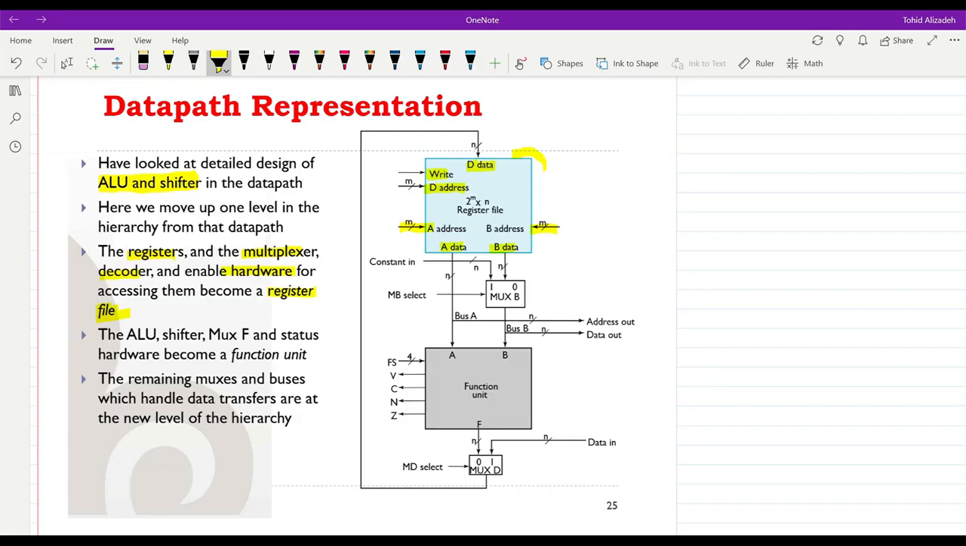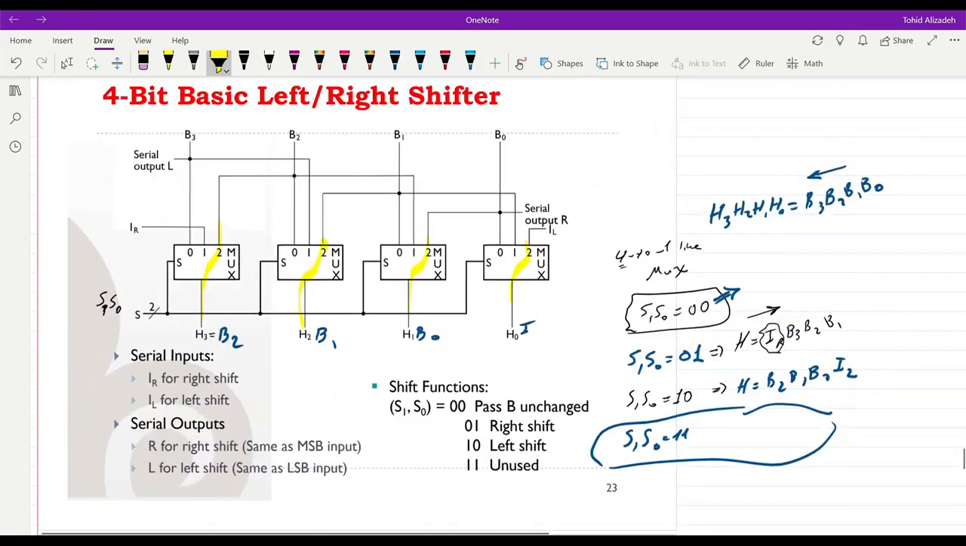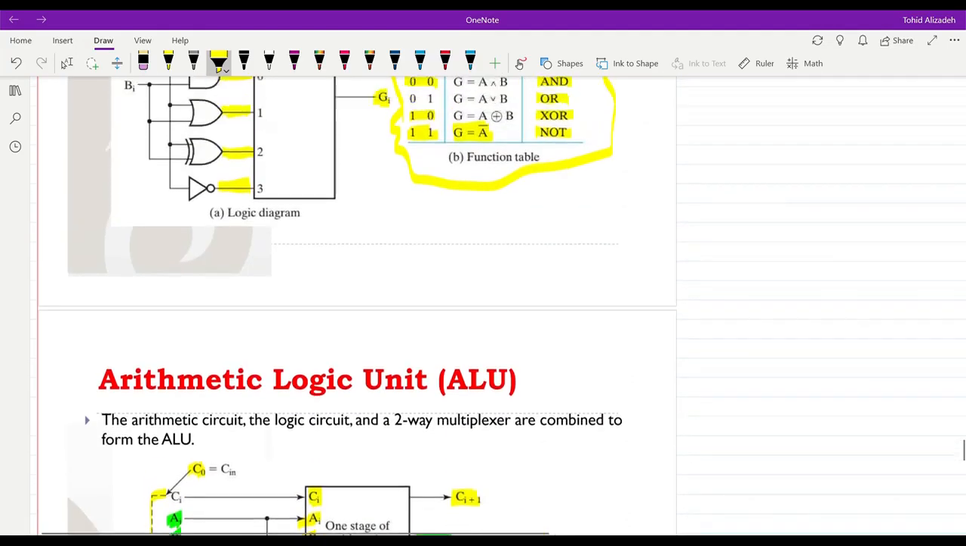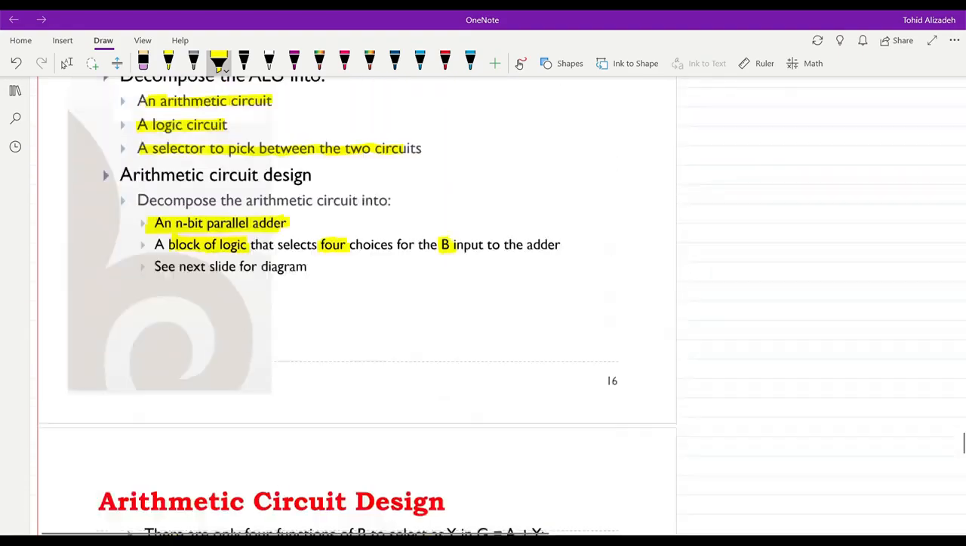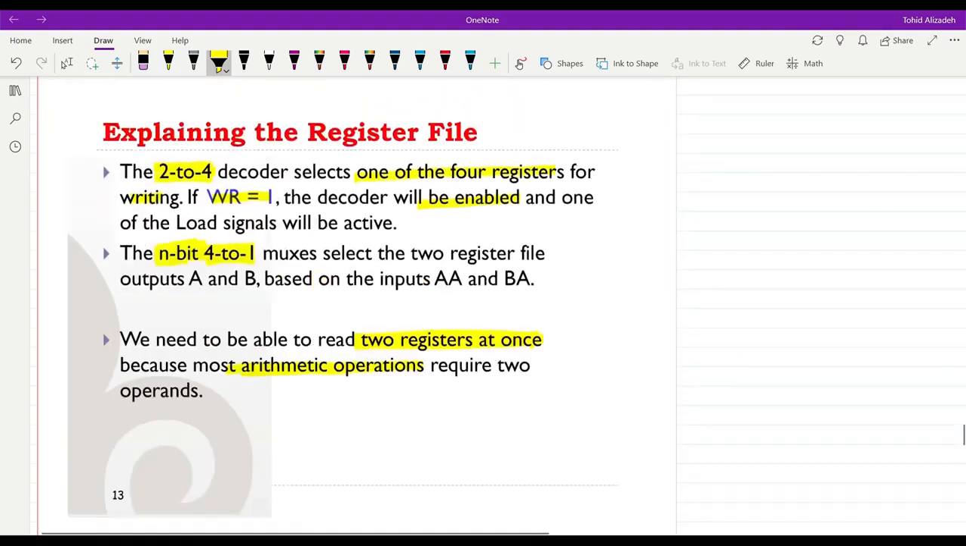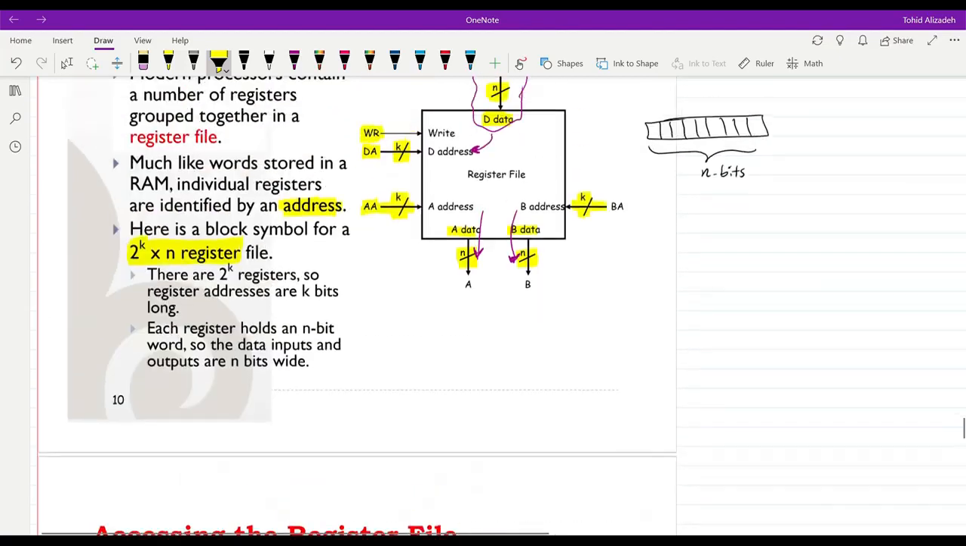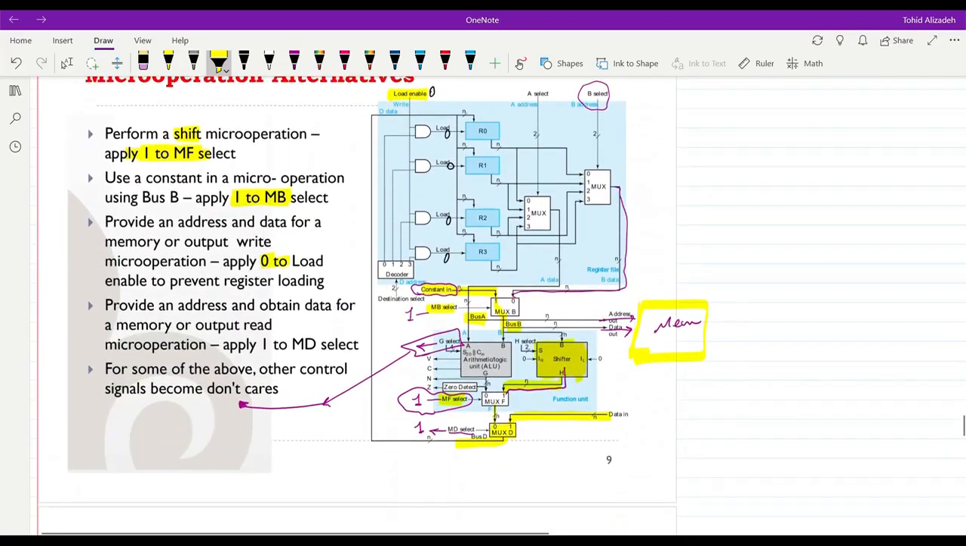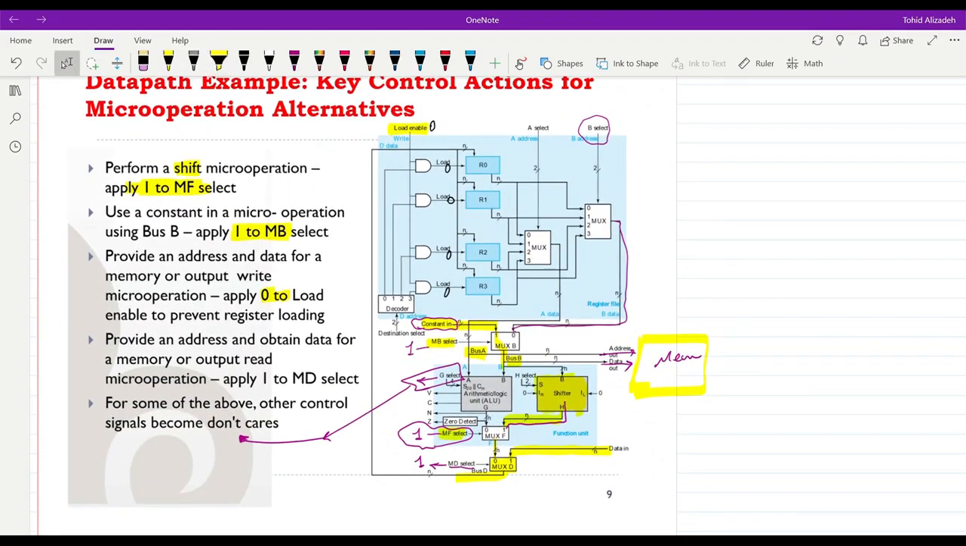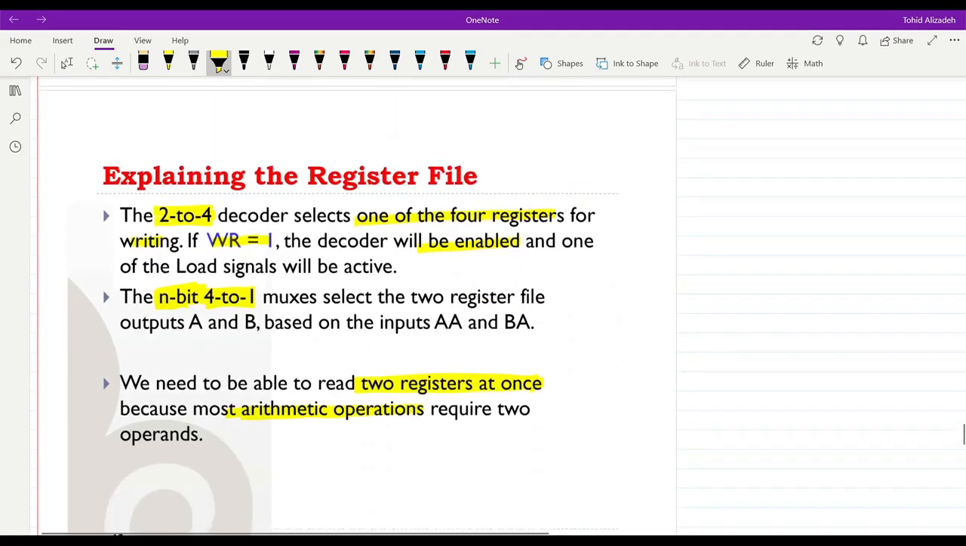So this indeed replaces the set of the, let me go back to show you just how our datapath looked initially. So the register file replaces the whole area that you see here. Okay, so the whole thing here, including the registers, multiplexers, and decoder, is replaced with the register file.